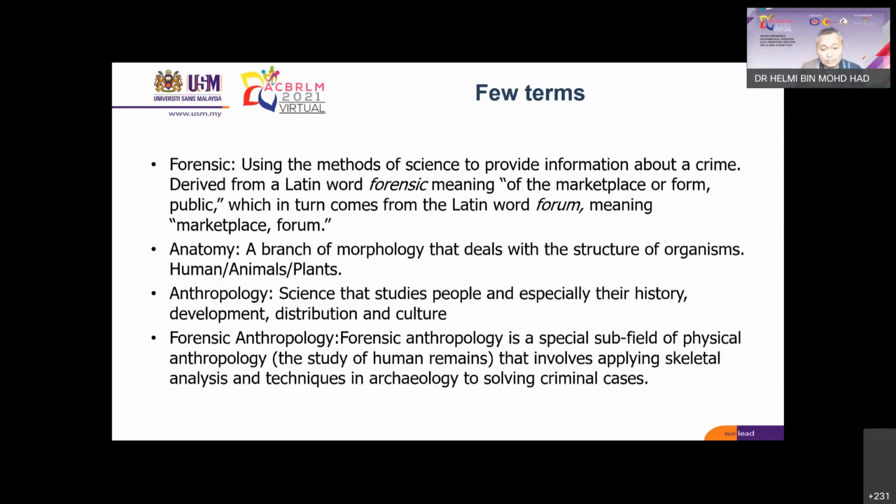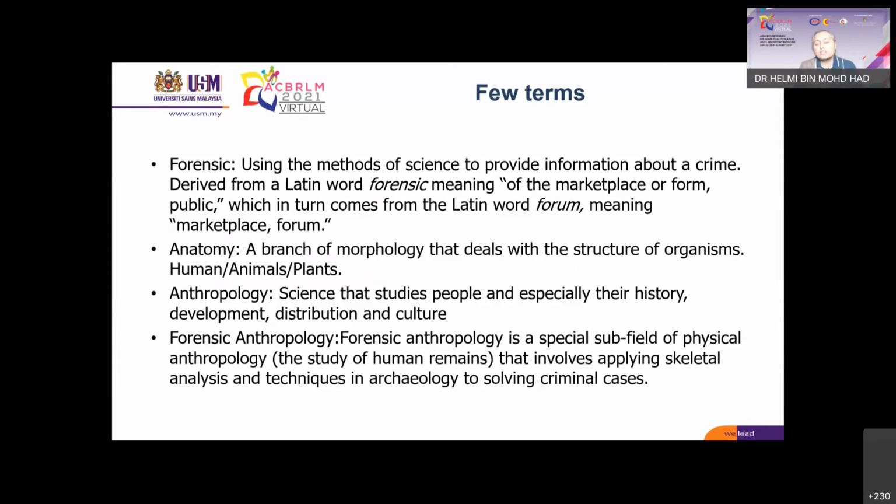So there are a few terms. I will just summarize all these 4 terms. Basically, forensic is from the Latin word forum, meaning marketplace. Anatomy is a branch of morphology which deals with organism morphology. And anthropology is the study of people, especially their history and their culture. So when you take forensic and anthropology together, what you get is actually a very subspecialized field.